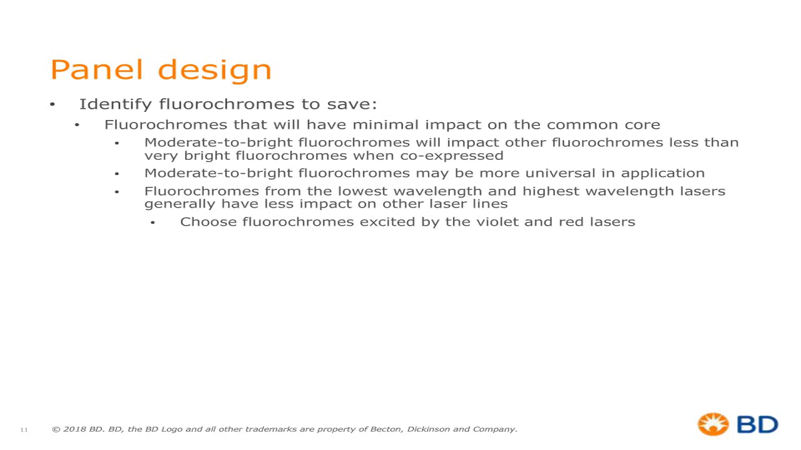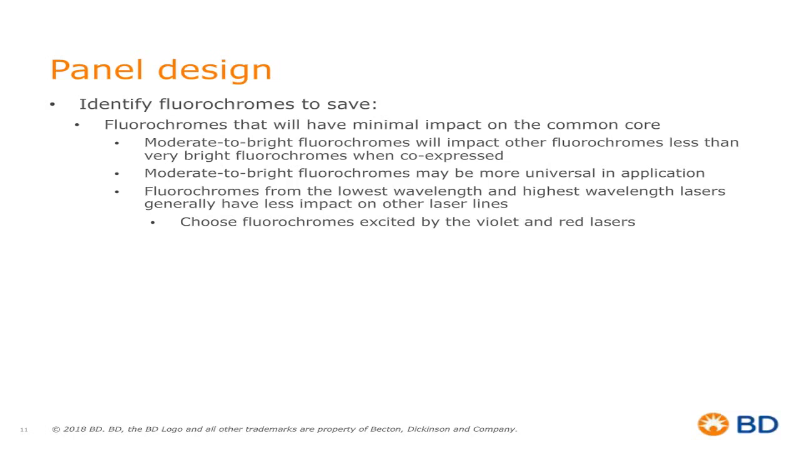I want a good core antigen backbone panel, and I also want to be able to add in my drop-in panel without having any major impact on my common backbone. So I like to think about it in terms of what fluorochromes I need to save. I basically need fluorochromes that will have minimal impact on the common core. For the backbone, I want to make sure that I can always resolve my core backbone panel and the specific subsets that I'm interested in.